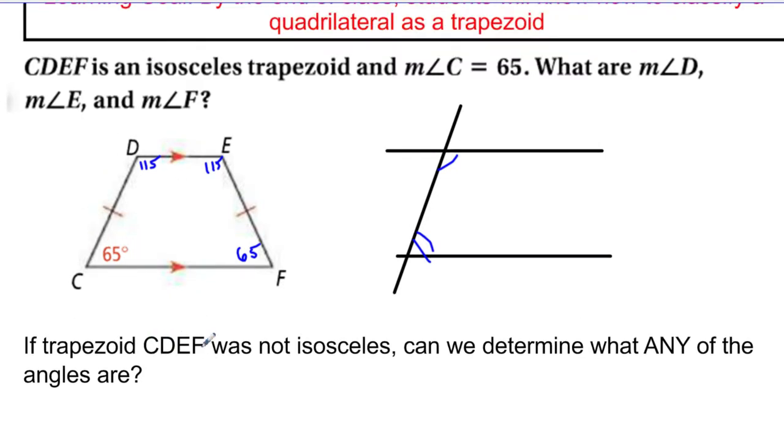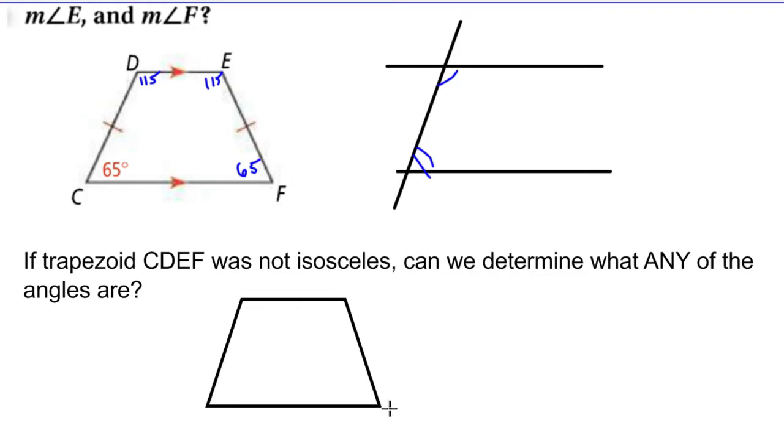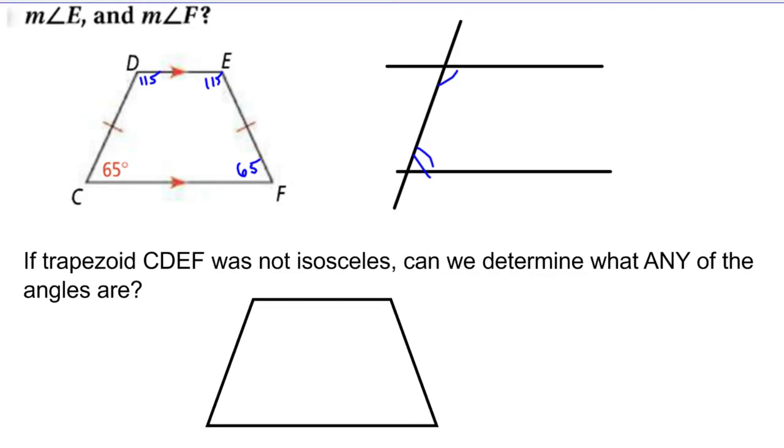So I'm asking you a quick question down here, and the question is, if this was not an isosceles trapezoid, can we determine anything about the angles? Do we know anything? Like if I just gave you that 65, what would we know? So let's just really quickly consider that, and I'm going to draw myself an additional trapezoid to help us out with labeling. Okay, so here's my new trapezoid.